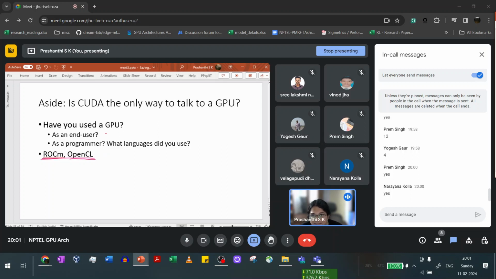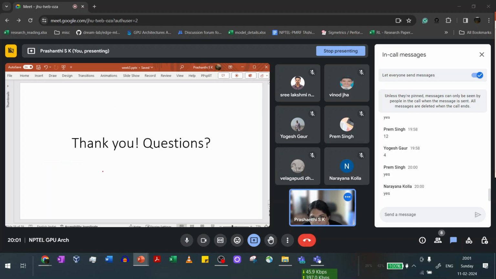Some questions I had, if we had time, is have you used a GPU and have you used any languages? I'm sure most of you have used CUDA, or maybe you've used PyTorch or TensorFlow, and haven't even gone to the CUDA level. But this is something to just keep in mind.